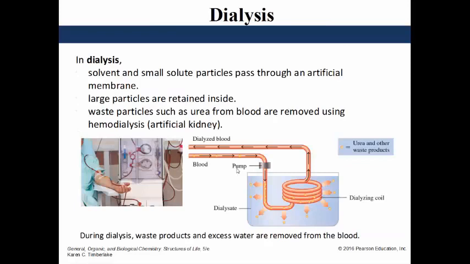Now we'll move on to the process of dialysis. In dialysis, solvent and small solute particles will pass through an artificial membrane, basically functioning as an artificial kidney. The larger particles are retained inside and are filtered out of the blood. And so during dialysis, the products that are retained are common waste products, excess water, toxins, urea, and so on. The things that your body does not need or want inside it, that the kidneys would normally filter out, dialysis does that for you.